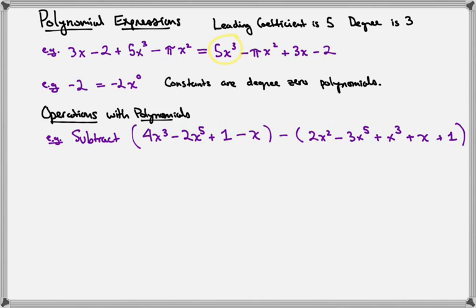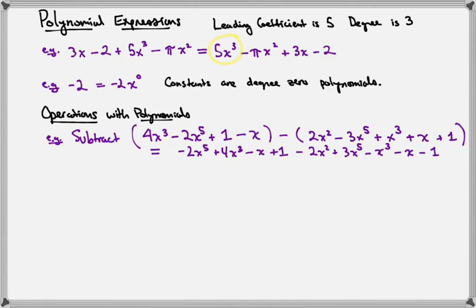In order to perform the subtraction, we're simply going to combine any like terms, that is, terms with the same degree. In the first polynomial, I'll rewrite this in standard form. Minus 2x to the 5th plus 4x cubed minus x plus 1. And then we're going to distribute the minus that appears here through each term, changing the sign of every term and removing the parentheses. It'll be minus 2x squared plus 3x to the 5th minus x cubed minus x and minus 1.